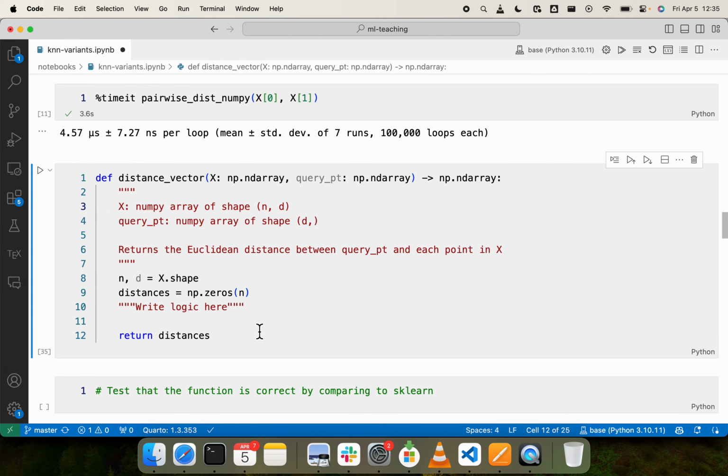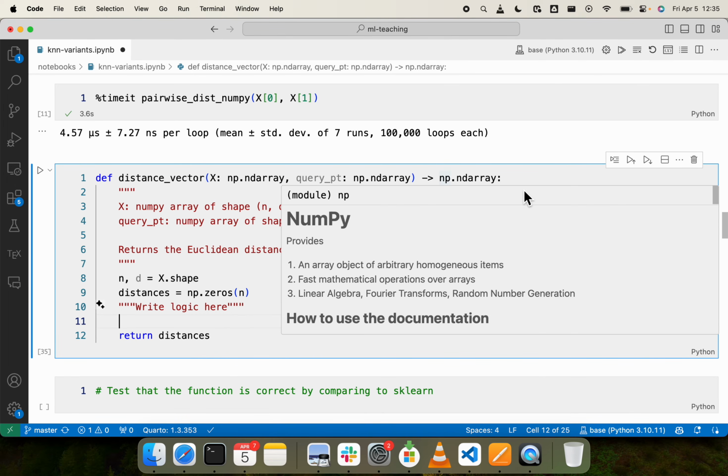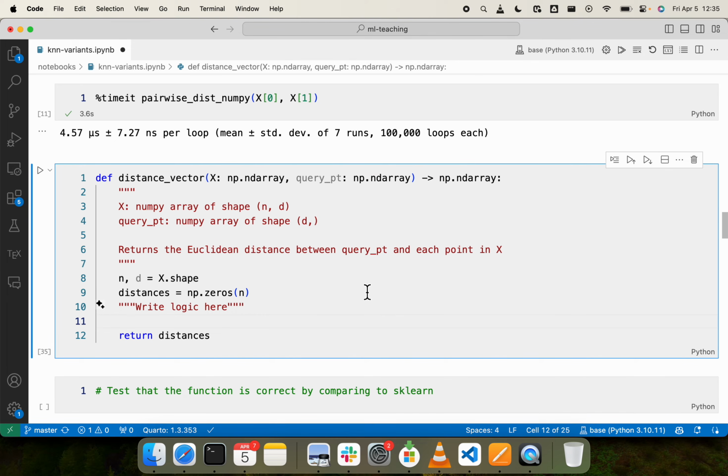So this is where I will want you to write some code. I have given you some starter code. N comma d is my x dot shape. So I get my n samples of d-dimensional vectors. My query point is a d-dimensional vector. And my output should be a NumPy array of how many points? What should be the size of my output? N or d? N, because we are trying to find out the distance between the query point and n training points. So distances I have initialized to zeros of n.